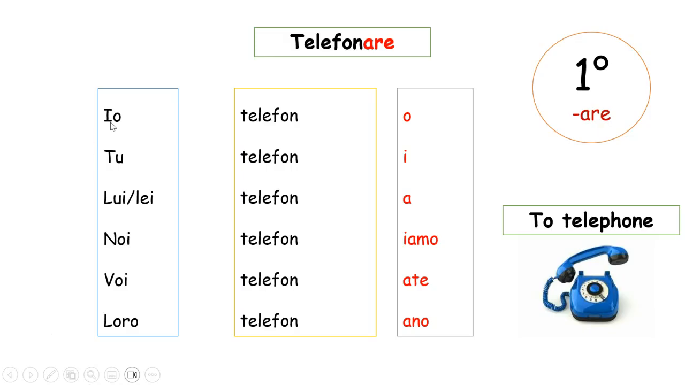Let's read the verb. Io telefono, tu telefoni, lui, lei telefona, noi telefoniamo, voi telefonate, loro telefonano.